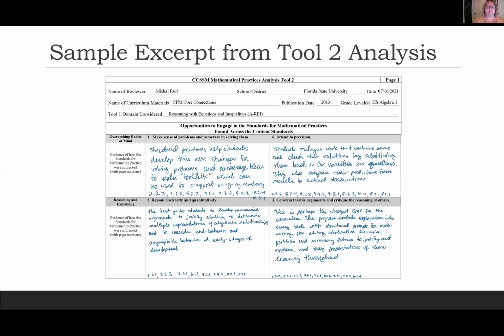For the reasoning and explaining section, SMP 2, reason abstractly and quantitatively, my findings were that the text guides students to develop numerical arguments to justify solutions, to determine multiple representations of algebraic relationships, and to consider end behavior and asymptotic behavior at early stages of development appropriate for a high school course. For construct viable arguments and critique the reasoning of others, I found that this was perhaps the strongest SMP for the curriculum. The program embeds explanation into every task with structured prompts for math writing, peer editing, collaborative discussion, portfolio and summary entries to justify and explain, and many presentations of student learning throughout.